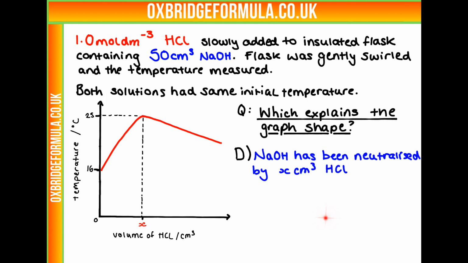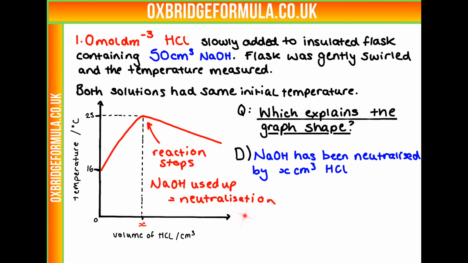Our fourth statement is that the sodium hydroxide has been neutralised by X centimeters cubed of the acid. So we can see X centimeters cubed is where the reaction stops. So there's no more reaction after this. And the NaOH is used up, and this is neutralisation. If we add an equal amount of acid and alkali, we're going to reach a neutral solution. So there's no more that can react. It must have neutralised it. So this is correct, and our final answer is D.